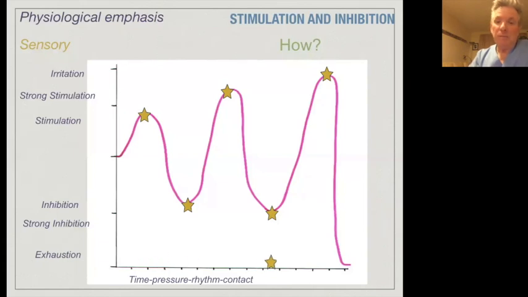And then the end result of all this stimulation and inhibition, if we're not careful, is exhaustion. There are some therapies that work in that field. A lot of soft tissue approaches work to the point of exhaustion, and people think, oh, I'm nicely relaxed. No, you're not. You're actually uniformly exhausted. Think of how you feel after real deep tissue work. You don't feel like bouncing around very much, do you?